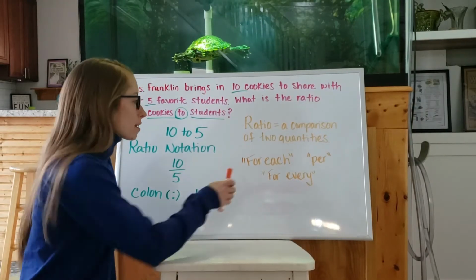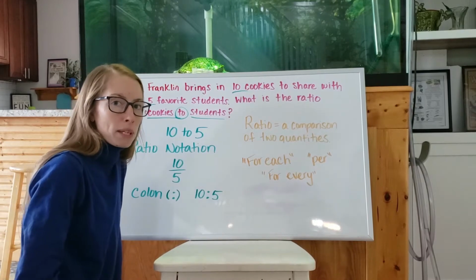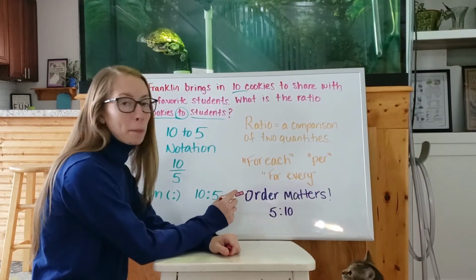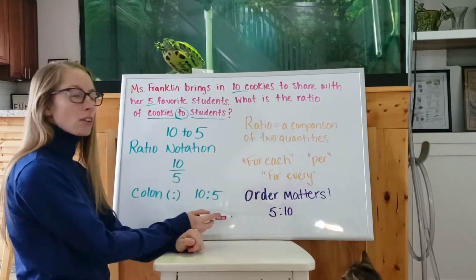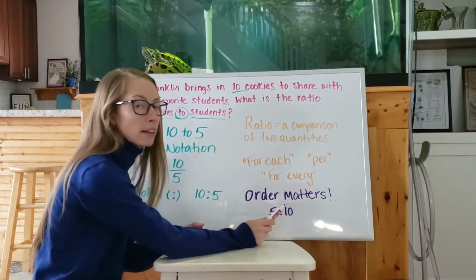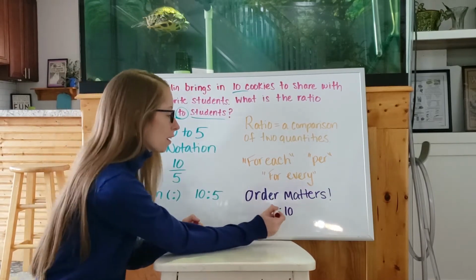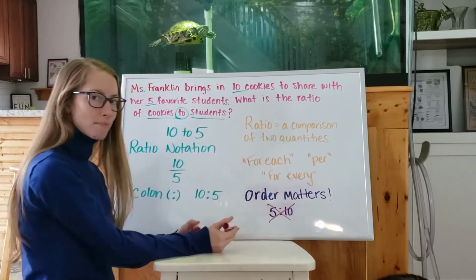When you see words like for each, per, or for every, you know you're going to be dealing with ratios. Remember that order matters. So if they ask for the ratio of cookies to students and I give them 5 to 10, I've put in the number of students first, which is not what they asked for. That would be wrong.